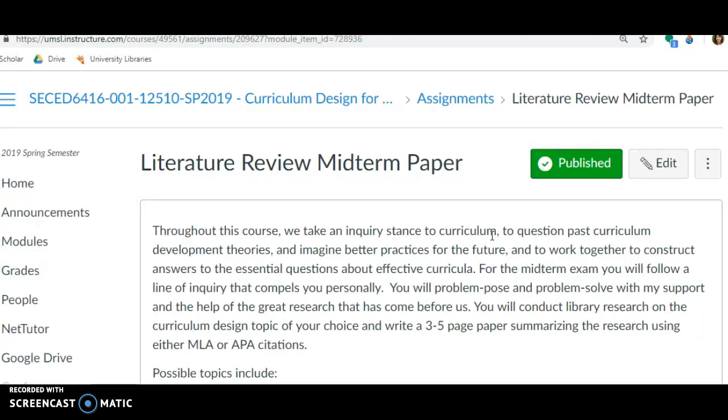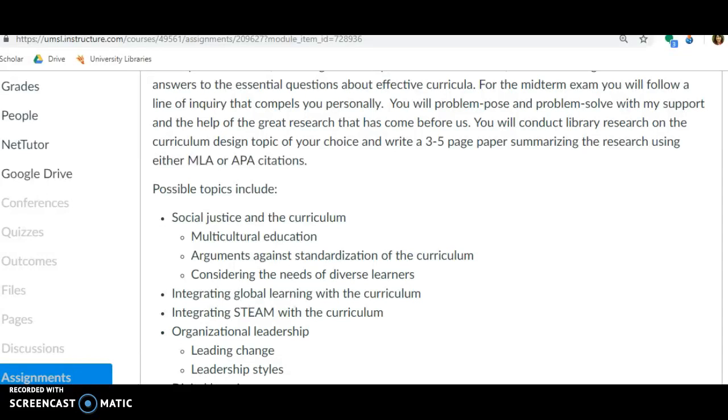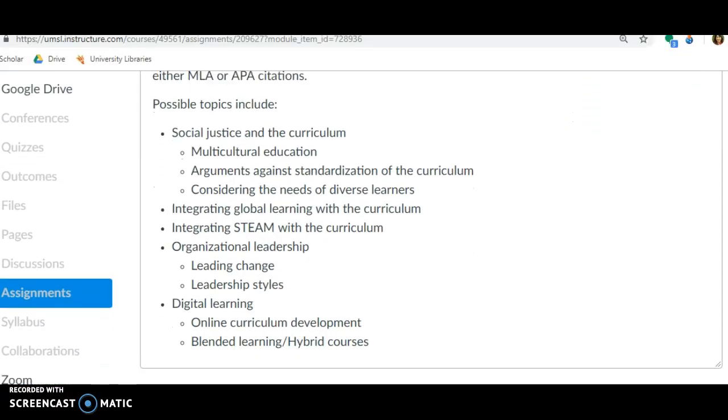Now, for the midterm, you're going to examine a line of inquiry that's personal to you. So what do you want to learn more about? What's a problem with the curriculum as it stands that you want to learn more about? And you'll conduct library research and write a 3 to 5 page paper using MLA or APA. So here are some topics that you could think about.